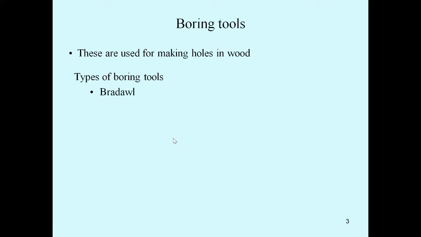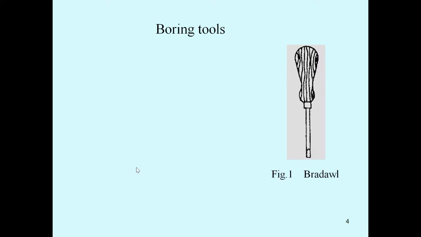Bradawl, gimlet, brace, auger, bits, drills. Once again you can see the different types of boring tools here: bradawl, gimlet, brace, auger, bits, and drills. This will be the diagram of a bradawl. It looks like a screwdriver.